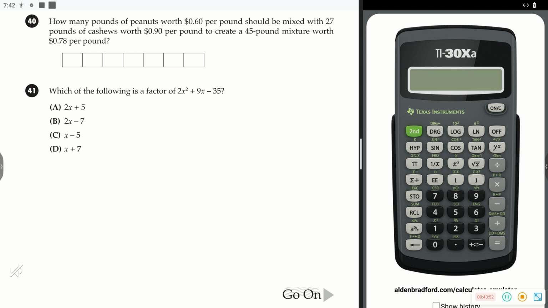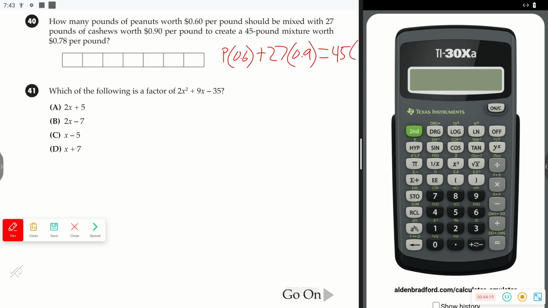All right. So here's how I did for this one. We did peanuts times 0.6 plus 27 pounds of cashews. So what was cashews, right? Yeah, times 0.9 is going to equal 45 pounds total times 0.78. And all we have to do now is solve for p, and we will get our answer.